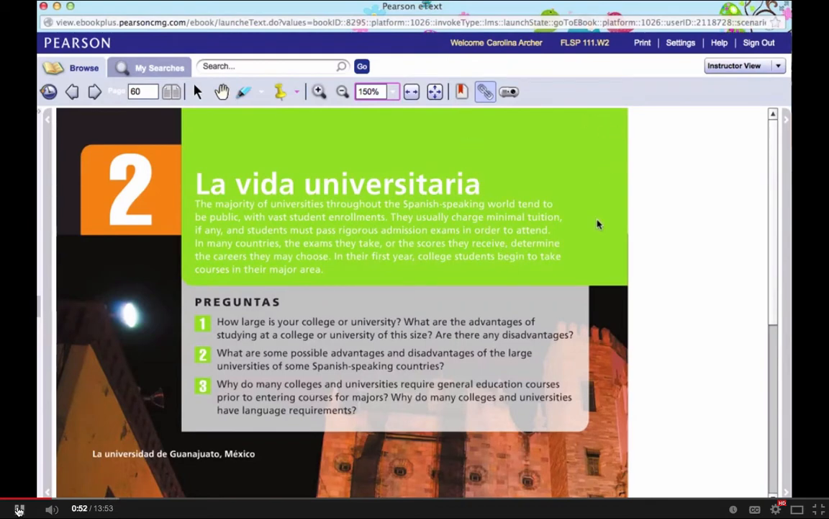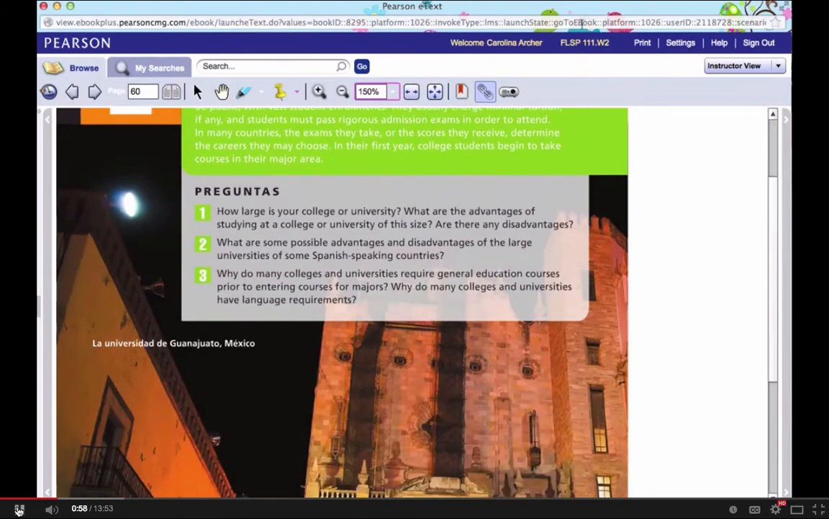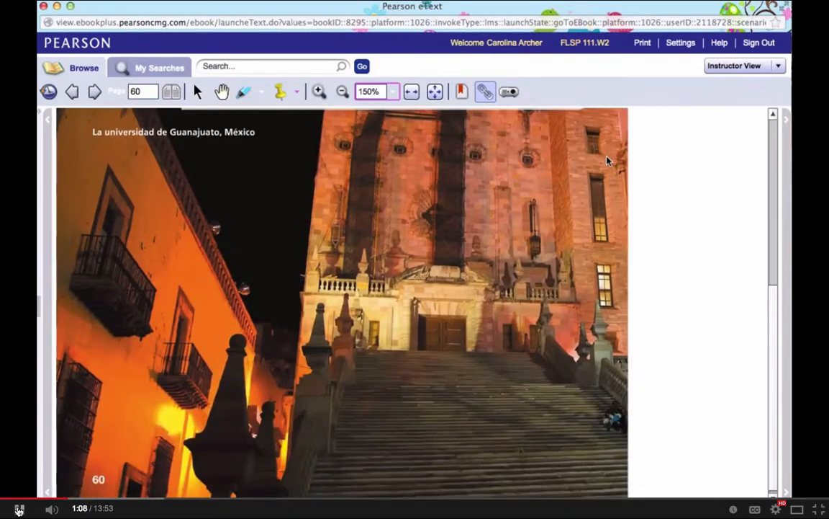Okay? Muy bien, el capítulo número 2, la vida universitaria. La vida universitaria, and this you should identify with a lot of what we're going to see here in this chapter because you are college students, okay? So we're going to be talking about college and classes and different classrooms and different activities that you do, okay?